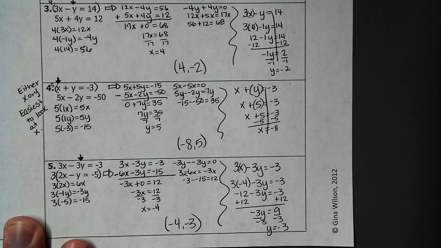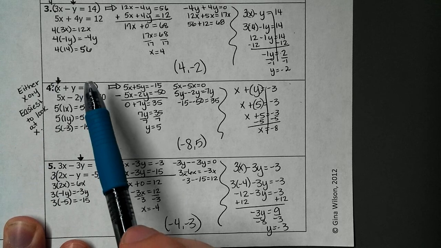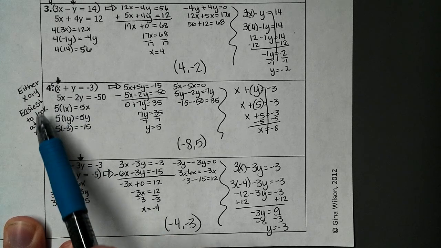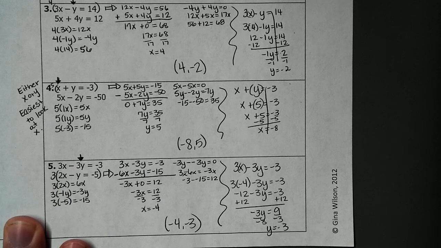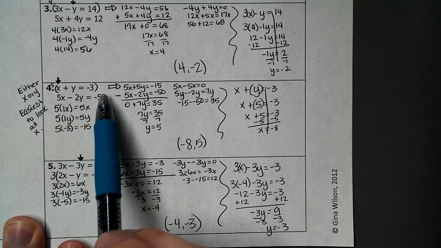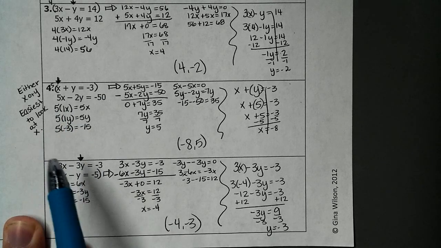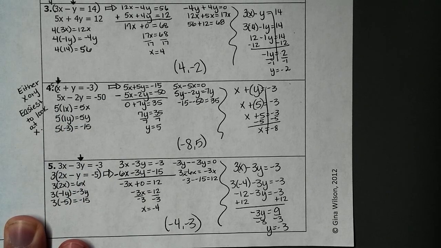on number 4, if you wanted to, you could have eliminated the y's, even though the x's were probably a little bit easier because they had the same sign. But if you had multiplied by 2, you could have eliminated the y's there by adding, and you're still going to get the same final answer. So if you work it out a little bit differently, don't freak out. Remember, it's possible.